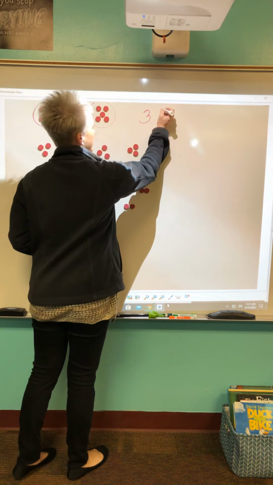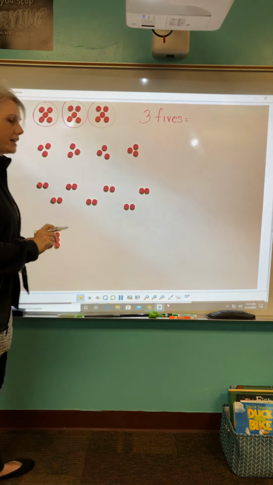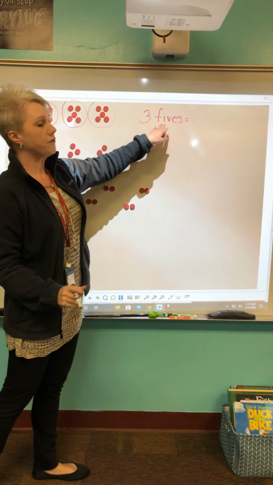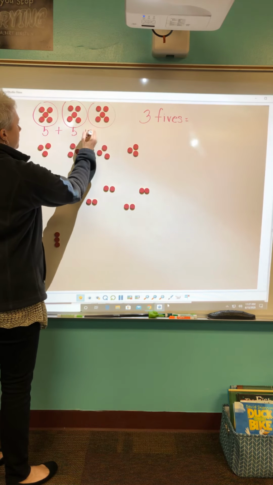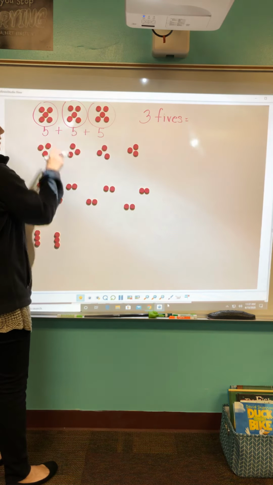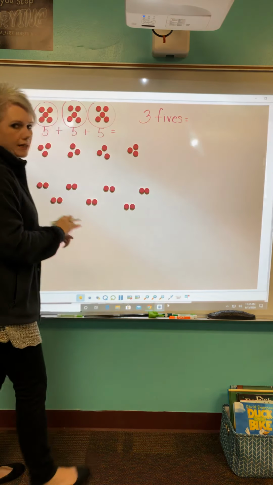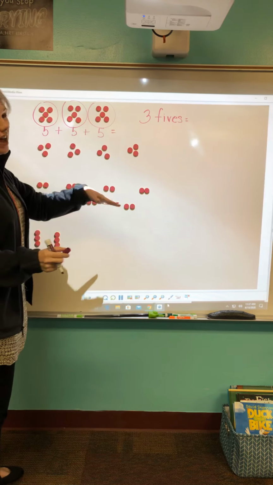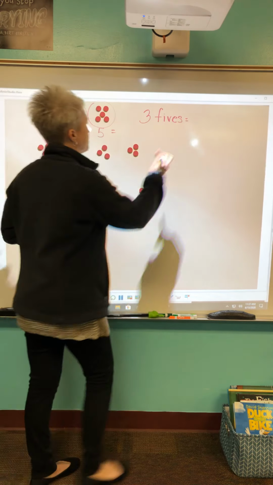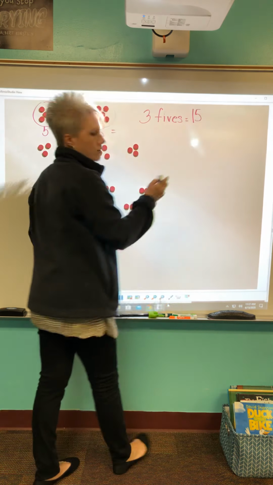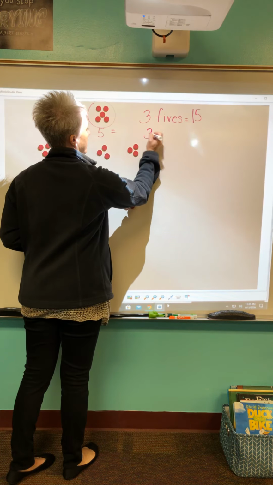So I have 3 5s. And how much does that equal? When I write 3 5s, I mean I write 5 3 times. 1, 2, 3. 5 plus 5 plus 5. So 3 5s equals how many all together? Well, since it's 5s, we can just count by 5s. That's very easy. 5, 10, 15. 3 5s equals 15.